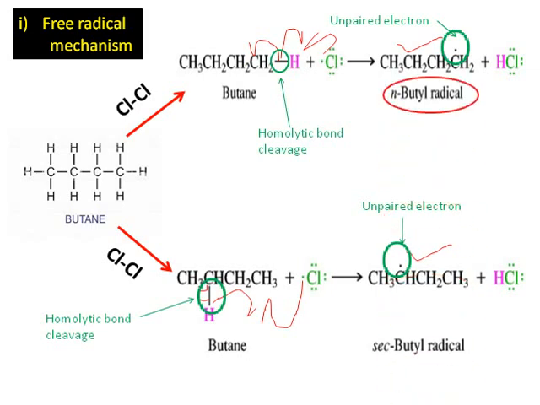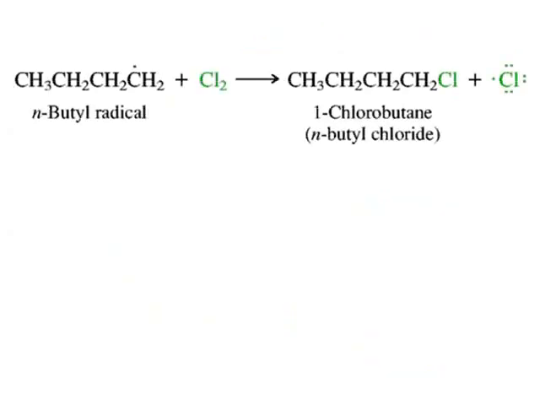So in the next step what happens, this N-butyl radical and secondary butyl radical will react with the chlorine molecule to produce the required products. So this is the propagation step. At the initiation step, from the chlorine molecule we get the chlorine free radical. Now at the propagation step the reaction will be continued till the end of the free radicals.